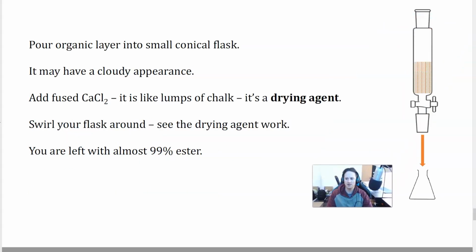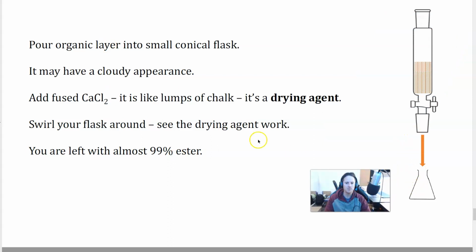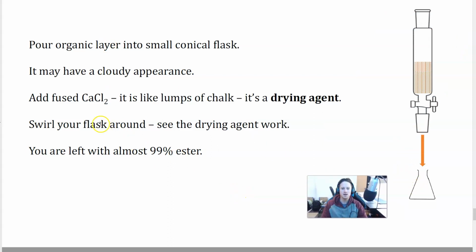You pour the organic layer into a small conical flask. It probably has a cloudy appearance. You add fused calcium chloride, kind of like lumps of chalk. That's called a drying agent. So that's going to absorb all of the leftover water. Swirl the flask. We've got almost 99% ester.